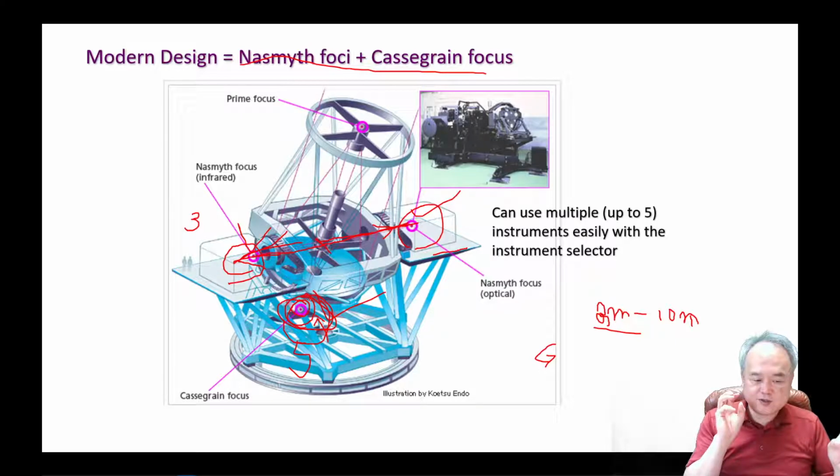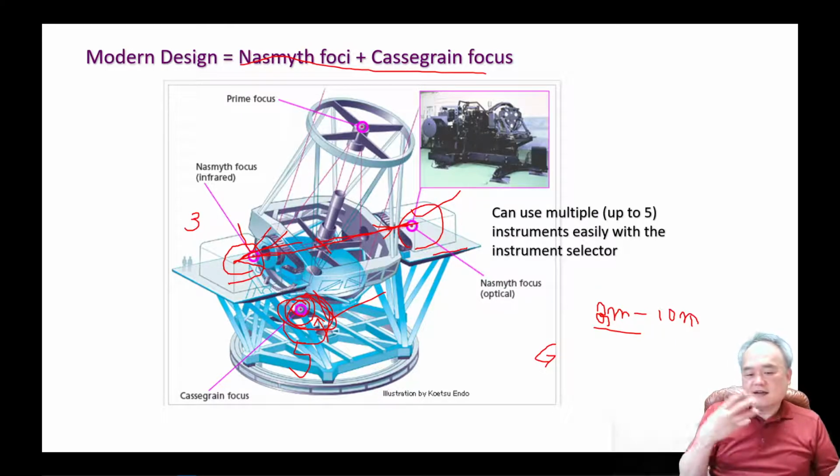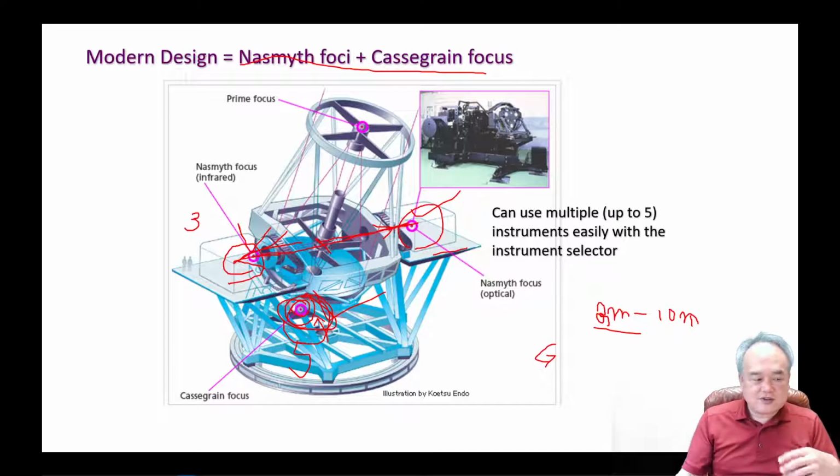I need to actually take the spectrum. In the old days, they couldn't do that, but nowadays, because the instrument is so easy, the switch can be done very easily.